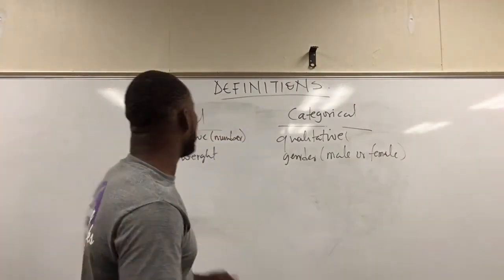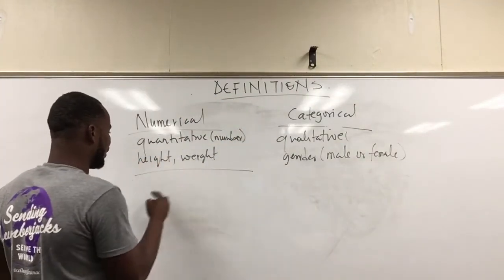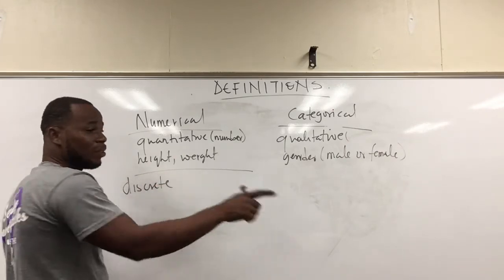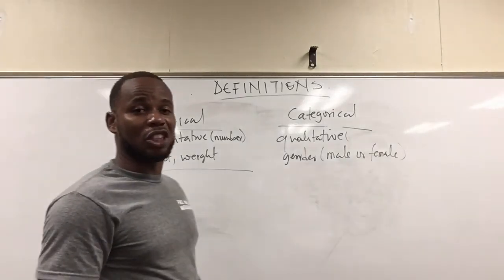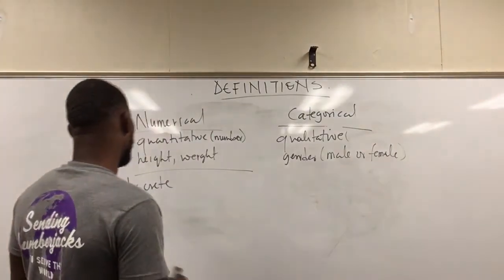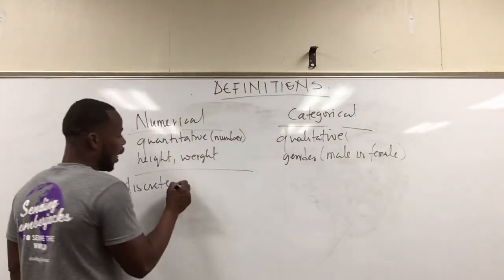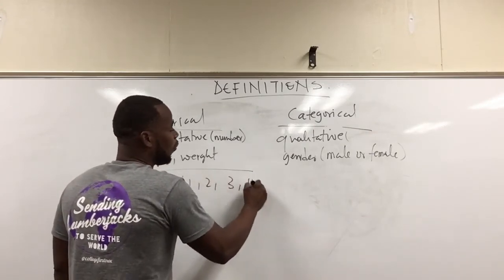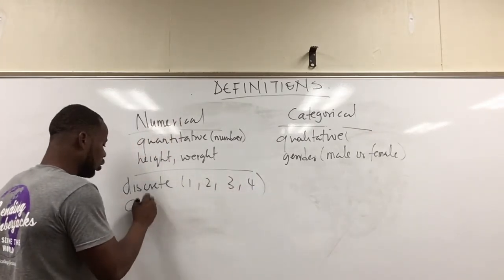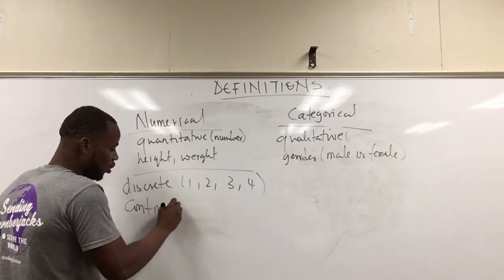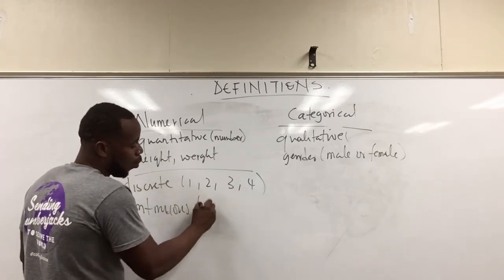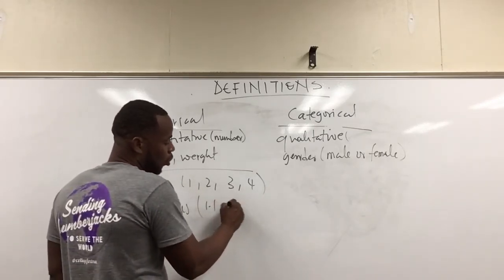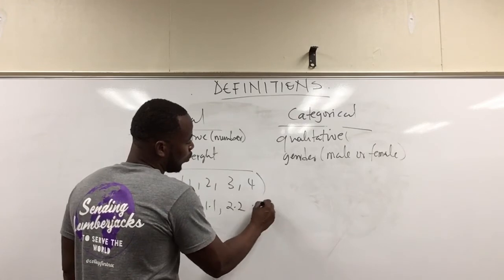Now, under numerical data sets, there are different types. Remember I told you the reading has all of this definition. I'm just summarizing it for you guys. We have discrete. Discrete has to do with numbers, maybe 1, 2, 3, 4. Continuous has to do with 1.1, like intervals. 1.1, 2.2, and so on.